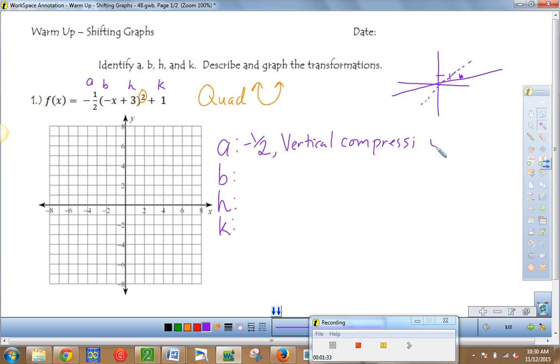It sounds really fancy. Anything else happening with this negative 1/2? It's also negative. Negative, yes. So how do we say that? It's going down, you know that. We're going to talk about that. But what do we write?